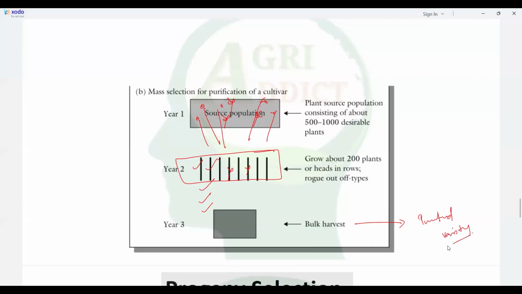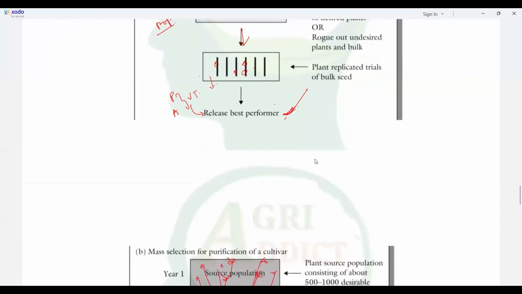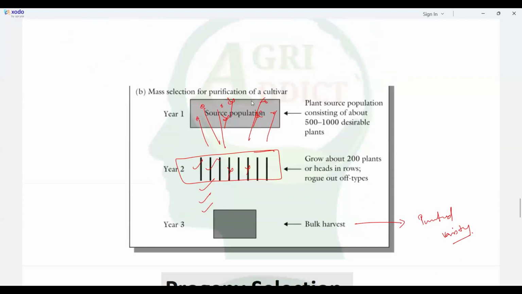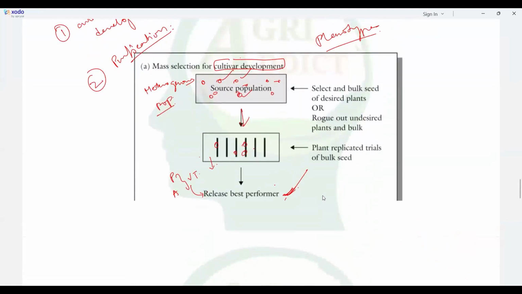So these are the two important procedures of mass selection. One is that it can be used for developing a cultivar, and then, if for some reason there is an admixture or the cultivar has got polluted, let us assume, with some other seeds, in order to purify it you will again use mass selection. So are both the methods clear? How you will develop a cultivar and how you will purify a cultivar using mass selection. Yes, sir.